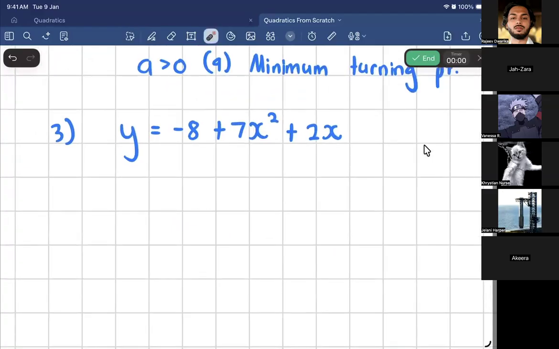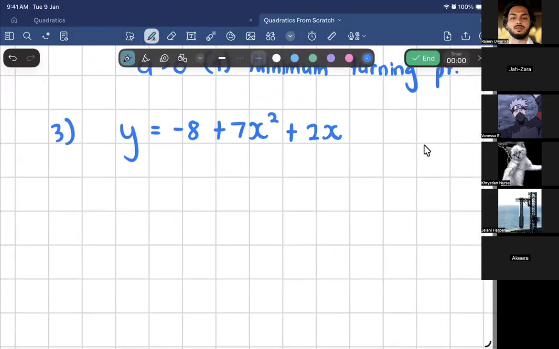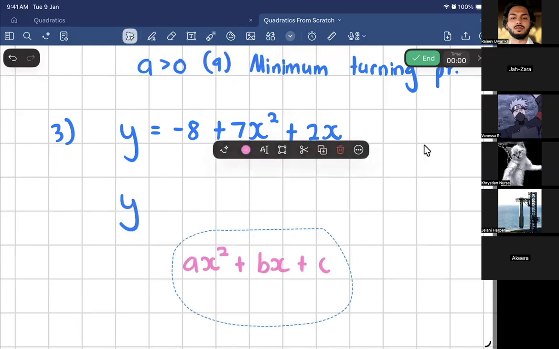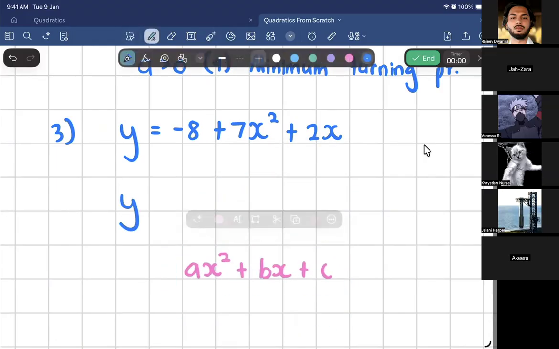And well, the last one. Just by looking at that, is it in the exact form of a quadratic, ax squared plus bx plus c? No, sir. Jazara, could you help me shift around some things to make it look like this form for me? Could you help me with that?